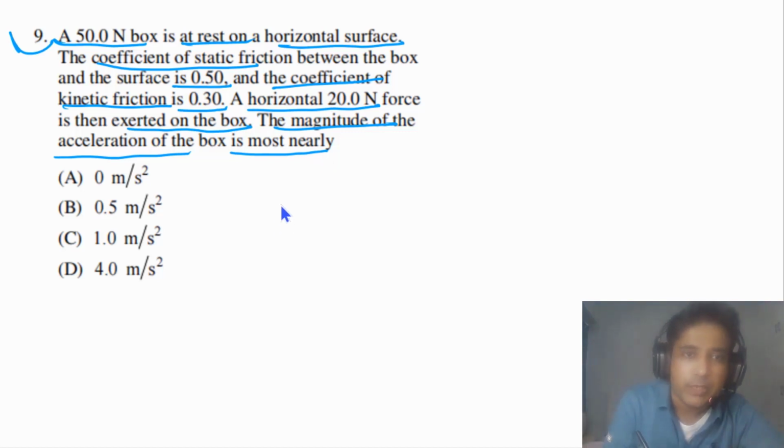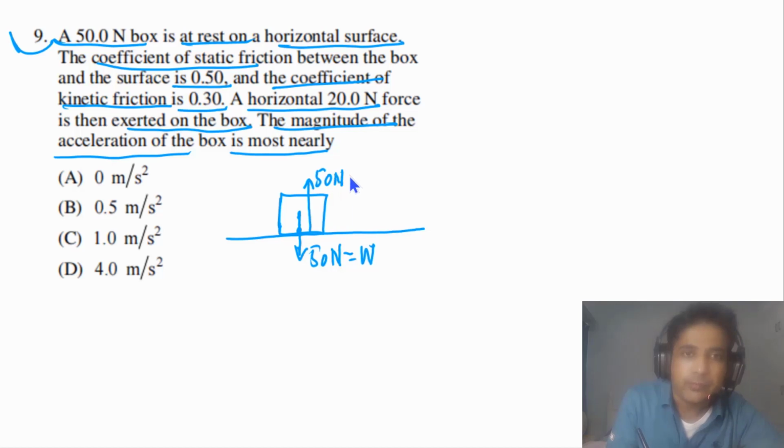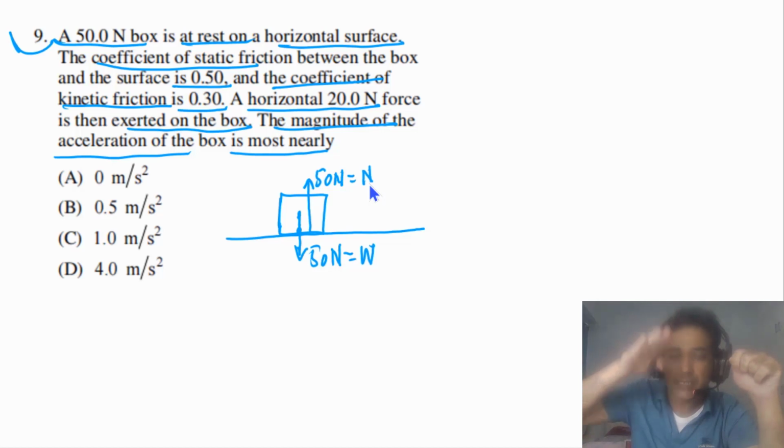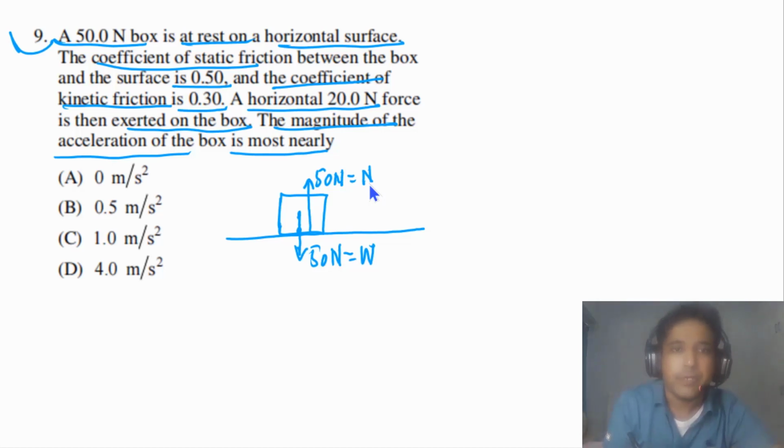So first of all, we can sketch. We sketch our block, and this block is placed on a horizontal surface. The weight of the block is 50 newtons, so we can draw the weight of the block. This is the weight of the block, equal to 50 newtons. And the normal reaction force on this block also has to be equal to 50 newtons, because the block is not accelerating vertically up or down. So the normal reaction force is equal to 50 newtons.